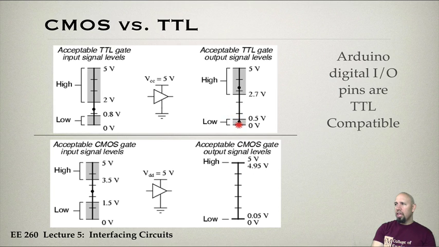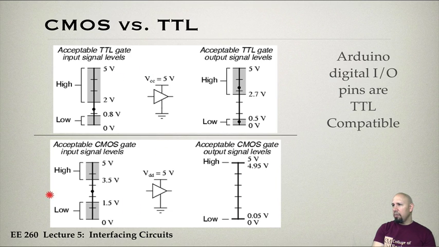So usually we think of a low as being grounded. Well, as you can see, it's not necessarily grounded. It could be 0.5 volts. But it's this region. So anyway, these are the definitions for TTL.